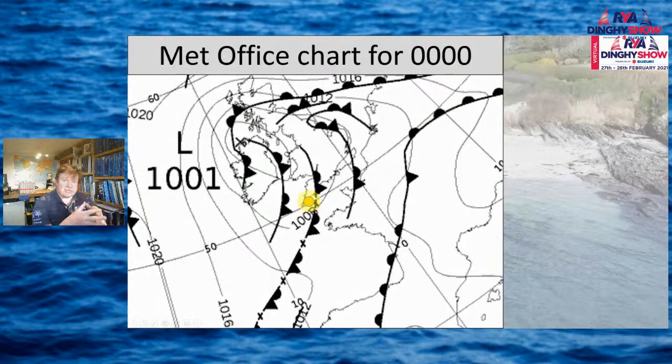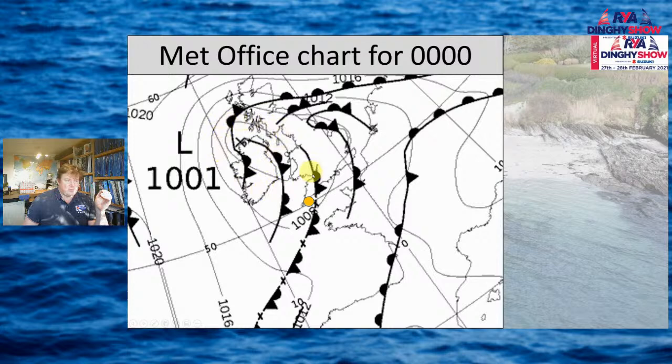And if you look at this particular synoptic chart, you can see that there's already an old occluded front. That's that one here, which has gone past. There's another occluded front about halfway in between Ireland and Cornwall there. And you can see our weather's being driven by this low pressure system.